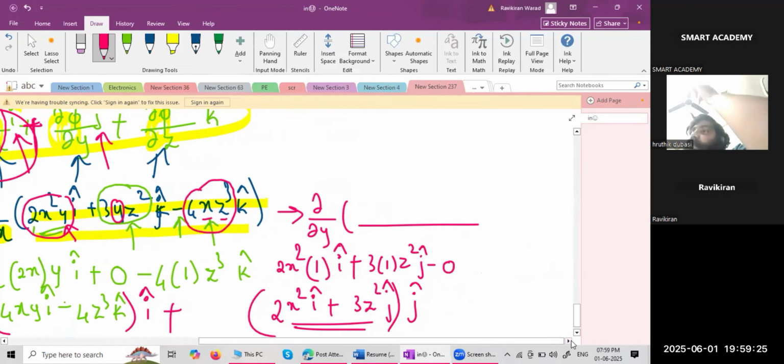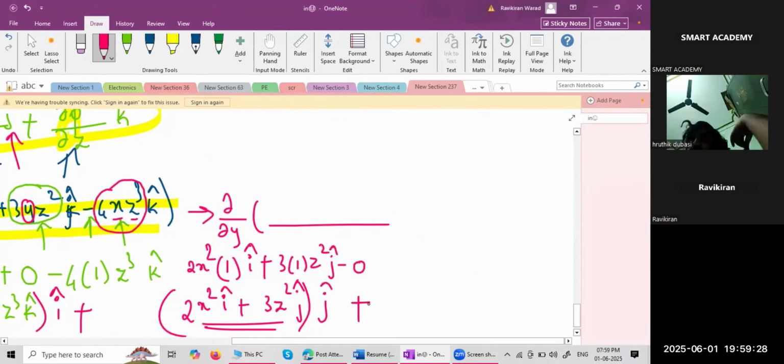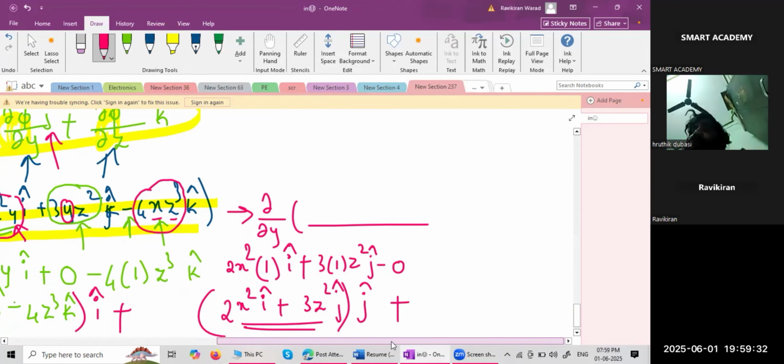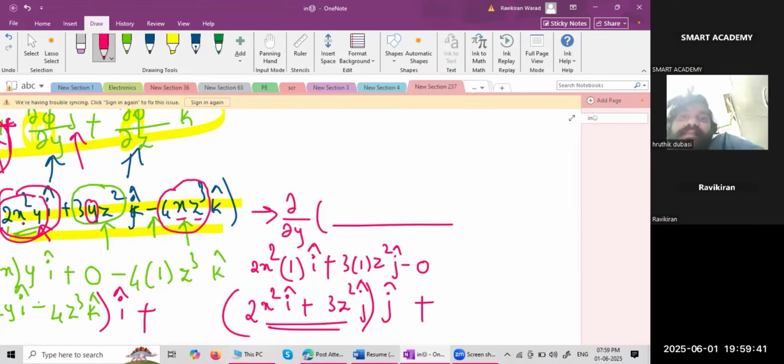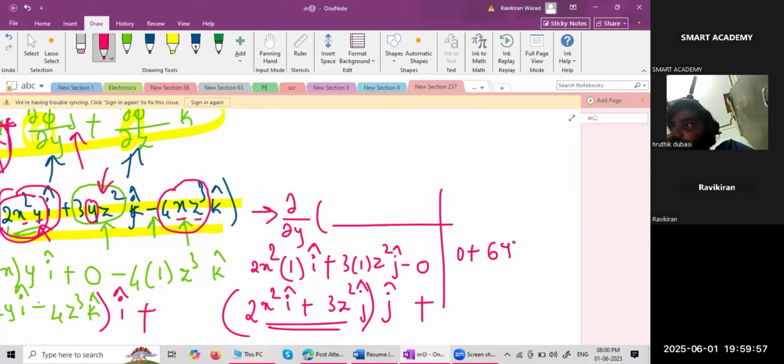Similarly, what will be the next step? Next term, third term. Same expression, differentiate this time with respect to z. Can I differentiate this with respect to z? First term, no, because no z term. So first term differentiation will be 0. Can I differentiate this second term? z square differentiation is 2z. 2 into 3, 6yz.